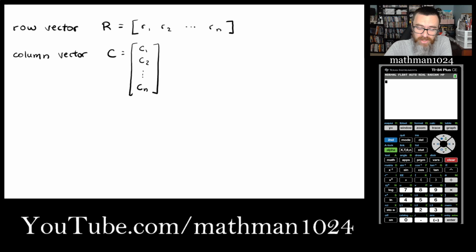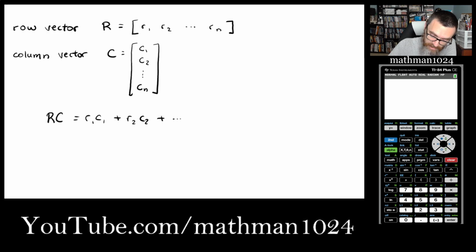A row vector is just a single row, a column vector is a single column. And we will define the product here to be this: R1 times C1 plus R2 times C2 plus ... Rn times Cn, all those guys leading up to that. For this product, you'll notice that we have the same number of terms in this row as we do in the column. And that's very important for us.